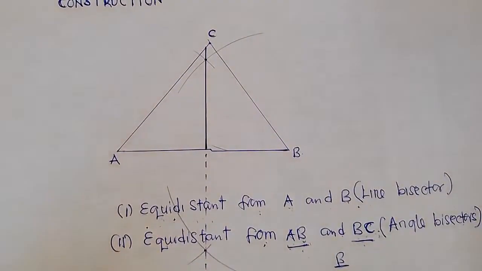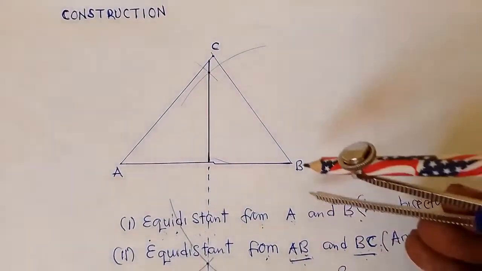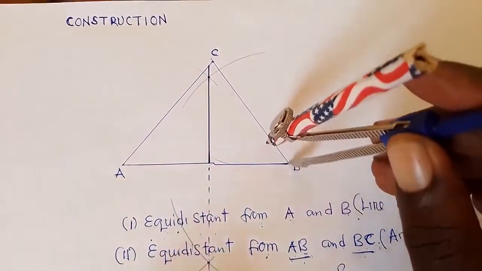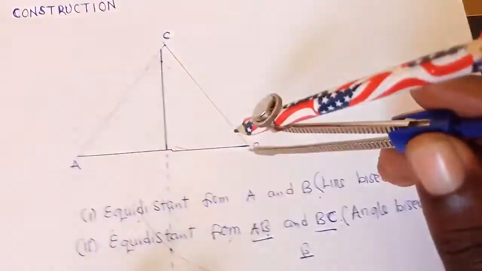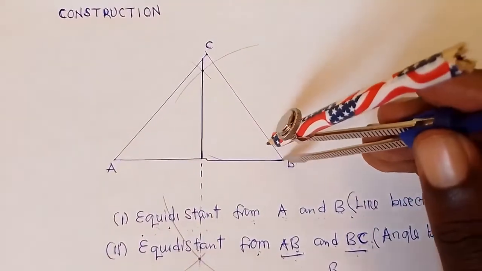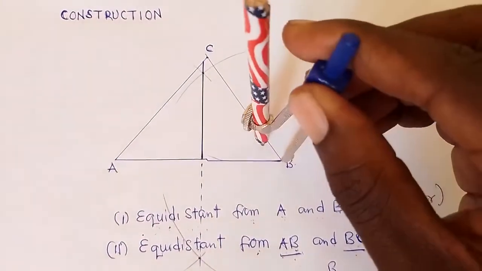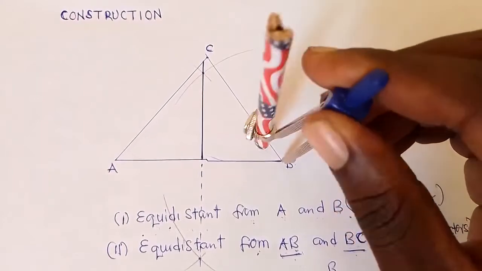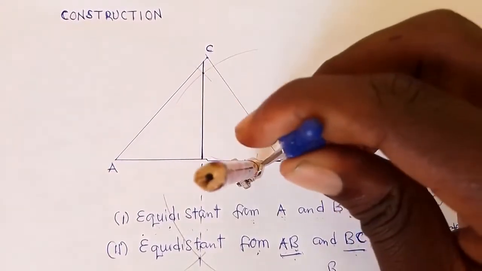So like this now, you move, you do this. B, the first thing that we did was to open a small radius like this. A small radius here. You do this. You move even there, you do that.